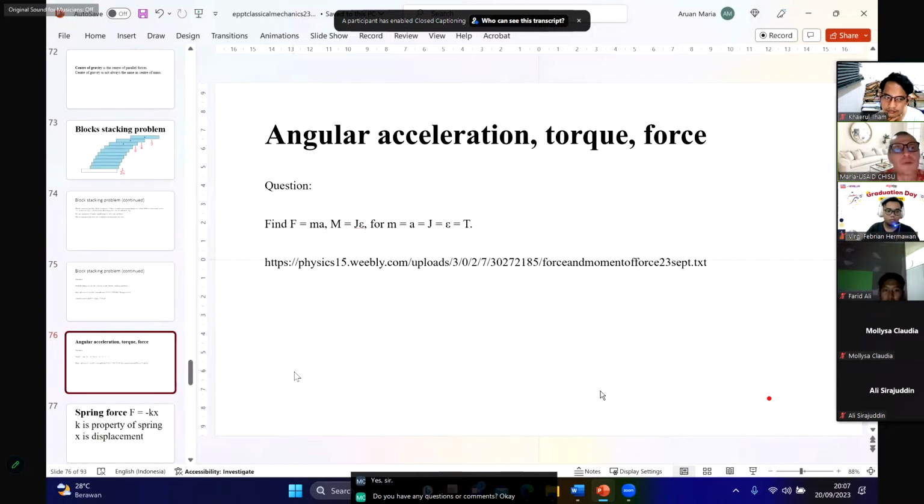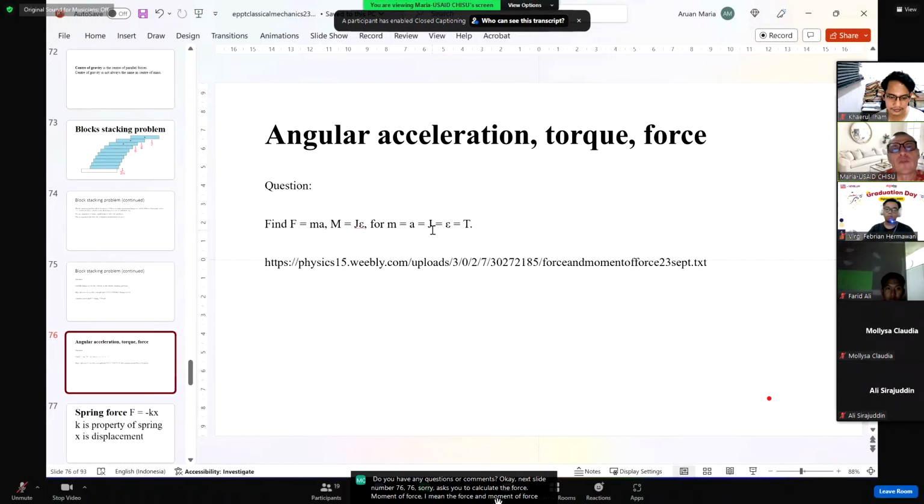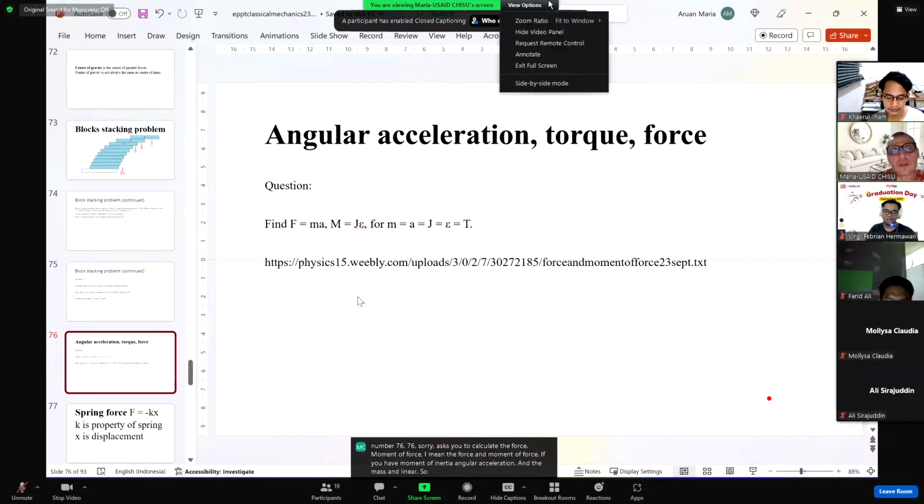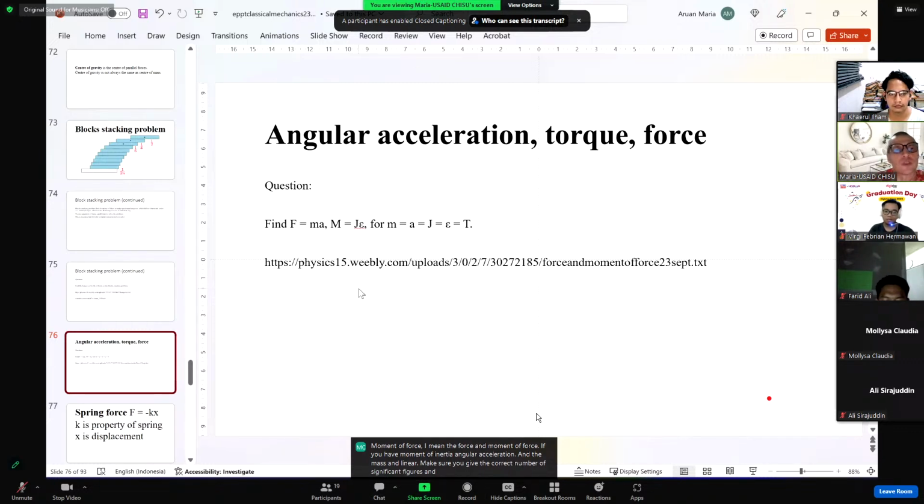Okay, next slide, number 76, sorry, asks you to calculate the force and moment of force, if you have moment of inertia, angular acceleration, and mass and linear acceleration. Make sure you give the correct number of significant figures and correct units. Any questions so far?